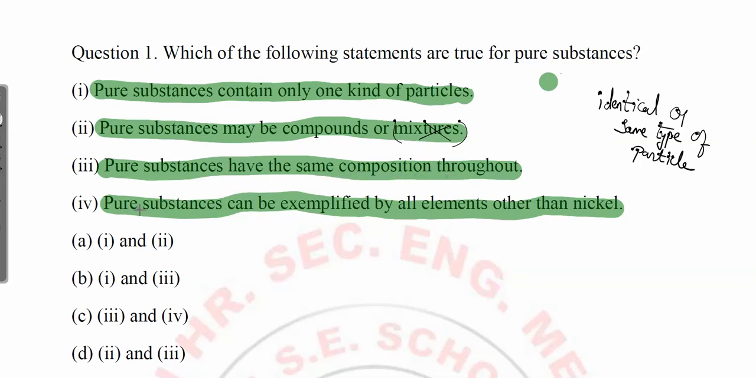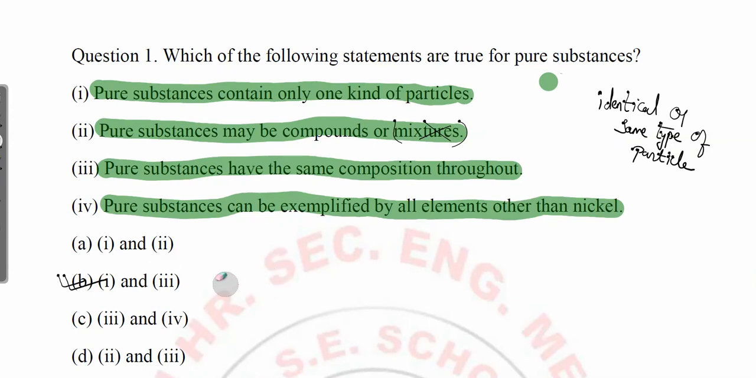Let's see the last one: pure substances can be exemplified by all elements other than nickel. Why can't nickel be exemplified? Because nickel is also an element, and if all the particles present are nickel only, then it can also be considered a pure substance. So the answer will be 1 and 3.